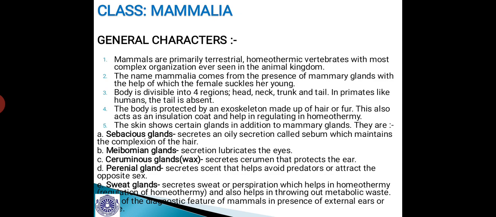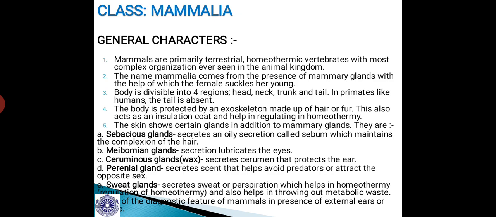Their body is divisible into four regions: head, neck, trunk, and tail. And in primates like humans, the tail is absent. And the body is protected by an exoskeleton made up of hair or fur, and this also acts as an insulation coat and helps in regulating homeothermy.